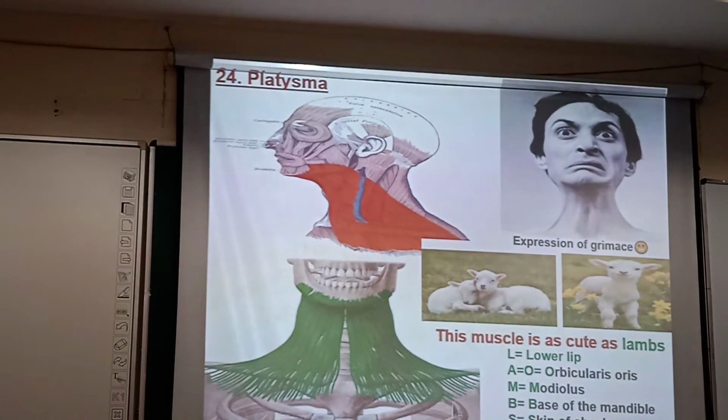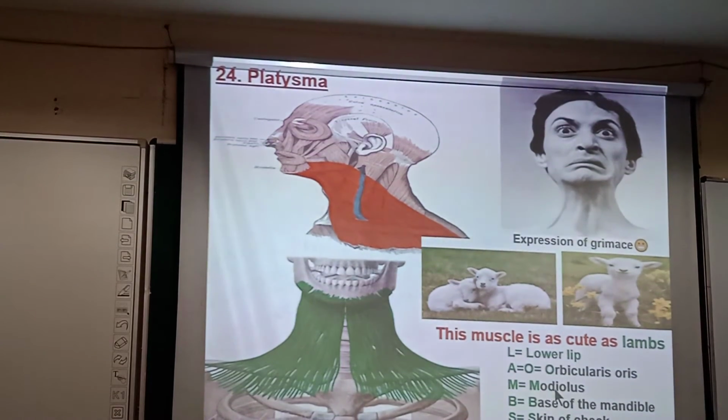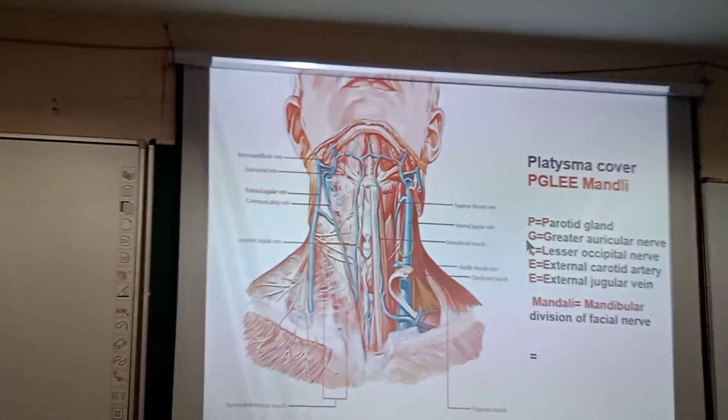It helps in speaking, swallowing, and it stabilizes the lower dentures. Very important. Modiolus lies 1.25 centimeter lateral to the angle of mouth. Here lies modiolus.